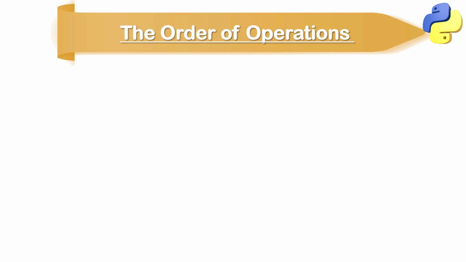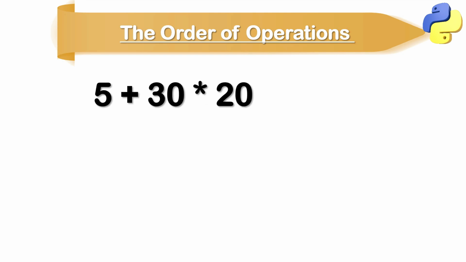For example, in this equation, the numbers 30 and 20 are multiplied first and the number 5 is added to their product. So we'll type 5 plus 30 into 20. Now its output is 605. This equation is another way of saying multiply 30 by 20 and then add 5 to the result. The result is 605.